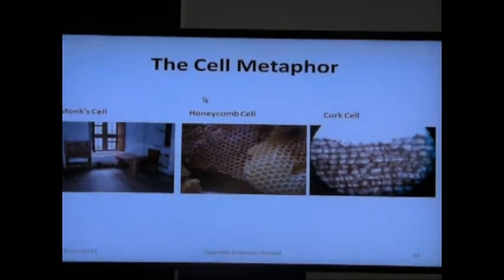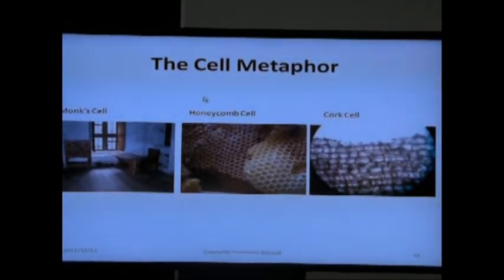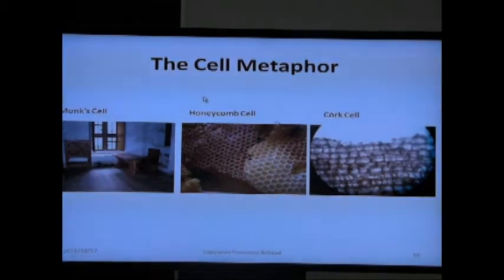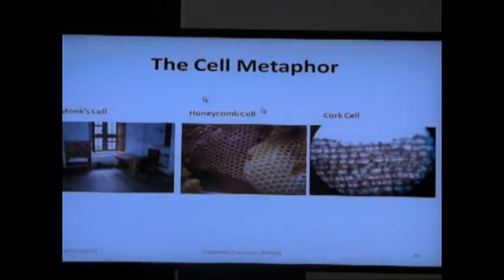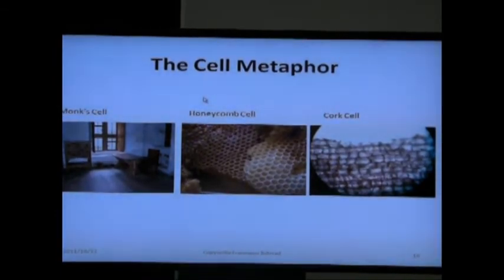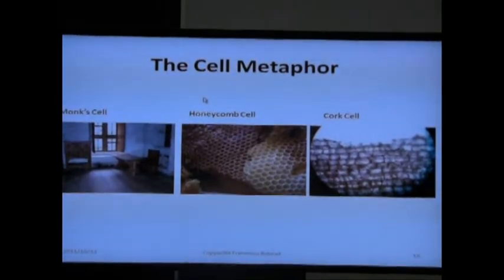Now, Mr. Hooke looked at the cells in cork, which is what you see on the right, and he said, this looks just like honeycomb. So he called them cork cells. So you understand, this is a metaphor. One thing is like another. But this is a metaphor that we have used so often that we don't even think of it as a metaphor anymore. Okay? We actually think that cells are called cells. They are only called cells because they look like monks' rooms. It's just a metaphor. Next one.